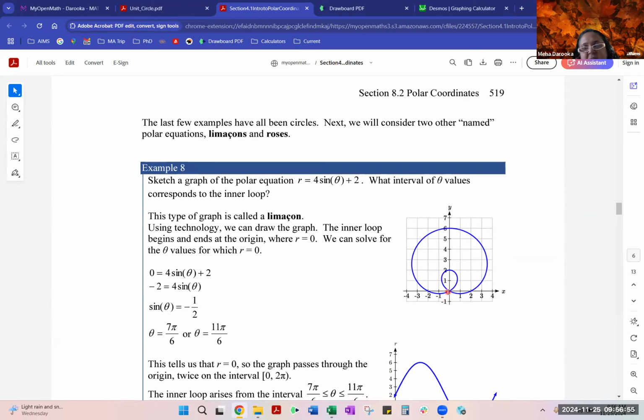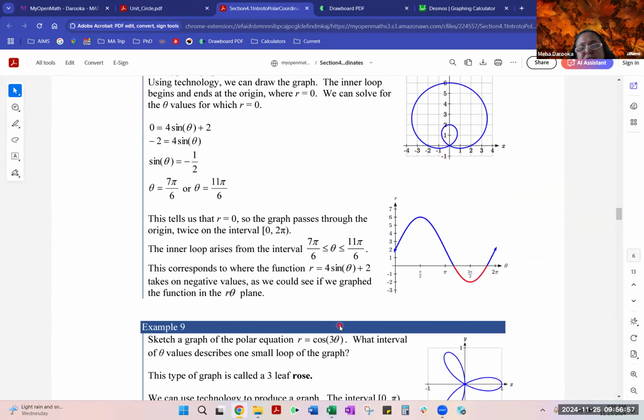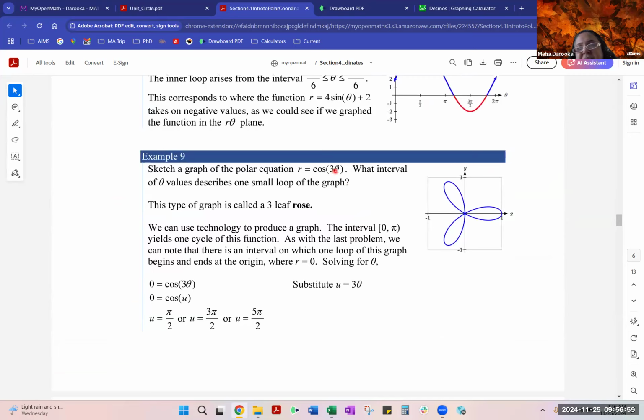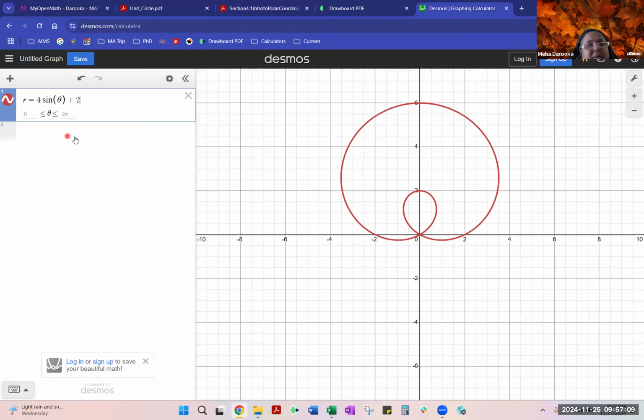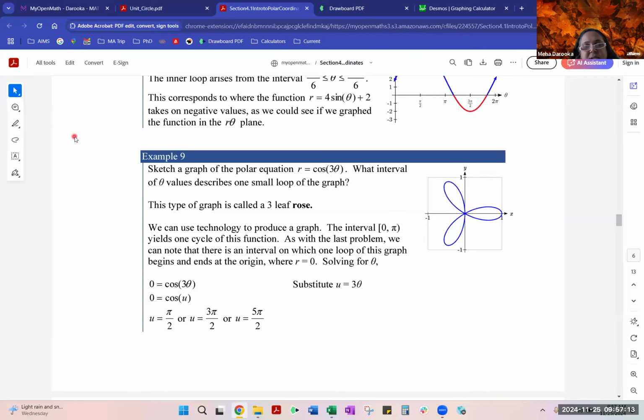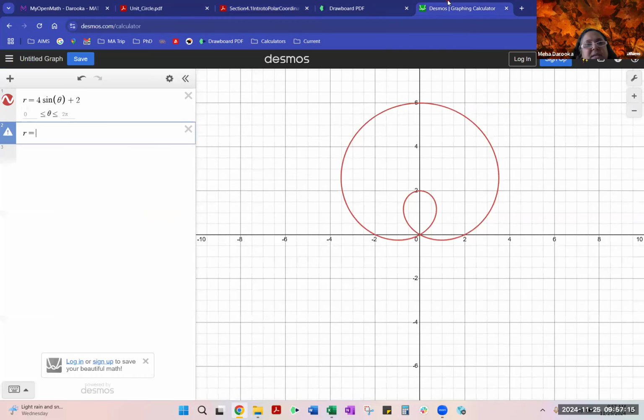But you will notice for the rose, it's actually the theta inside your function which is getting multiplied by 3, right? So you will see that's what creates the different shapes. So if we were to come back over here and let's say we did r equals, what is this? Cosine 3 times theta.